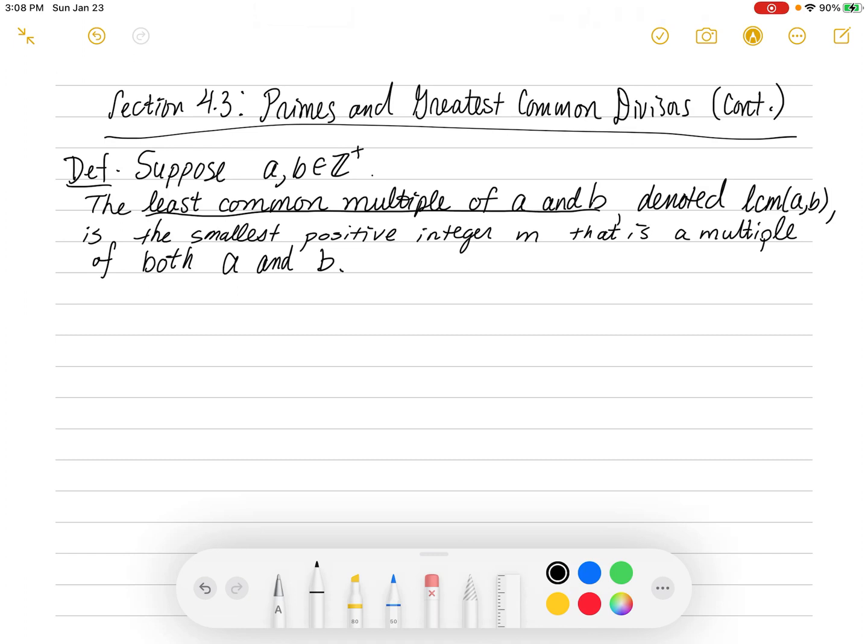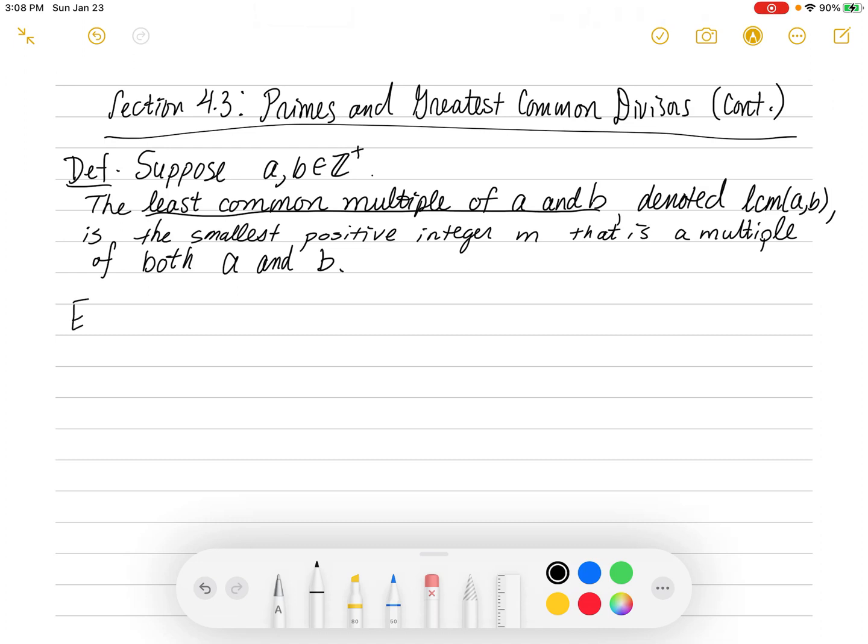So here we're back in section 4.3, looking at primes and greatest common divisors. Continuing from our last video, we want to define the least common multiple of two positive integers. Suppose you have two positive integers, a and b. The least common multiple of a and b, denoted LCM(a, b), is the smallest positive integer m that is a multiple of both a and b.